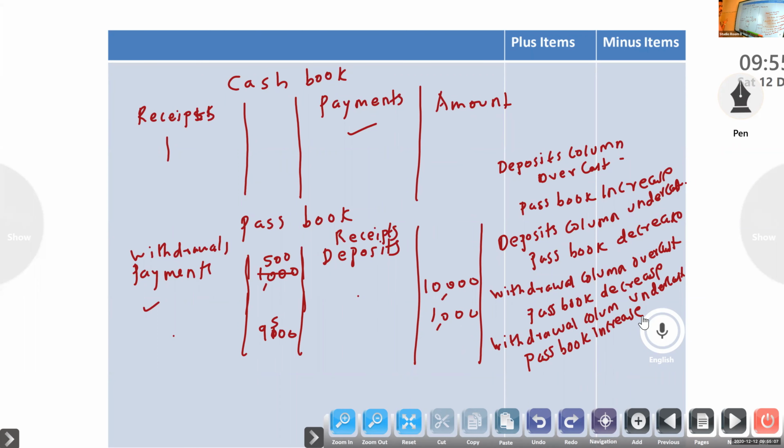Okay, then cash book, you know, receipts column overcast means cash book increase. Receipts column undercast means cash book decrease. Payment side overcast means cash book decrease. Payment side undercast means cash book increase. Okay, this is related to the passbook. Then cash book, you know, receipt side.